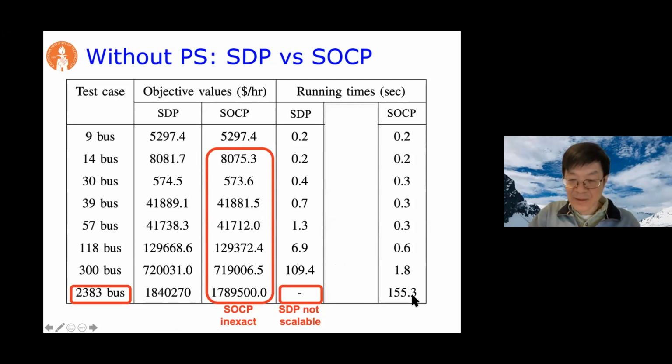is much smaller. So for a large network, 300 bus, SDP takes 109, SOCP takes less than 2 seconds. For 2,000 bus, so this is very early, almost a decade ago, the code wasn't very optimized, and SDP did not converge. It's not scalable. For SOCP, it just takes 2 minutes plus.